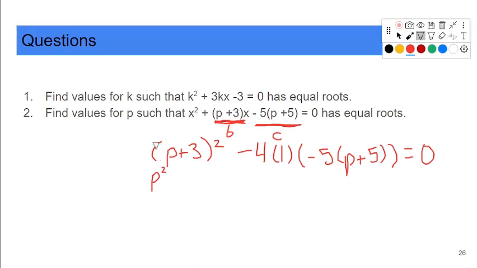P squared, so we're expanding these brackets here. P squared plus 6p plus 9 minus, alright, this whole thing here is going to be a little fun to expand because that is a whole mess. So let's expand in here first. We have negative 5p minus 25. Negative 5p.